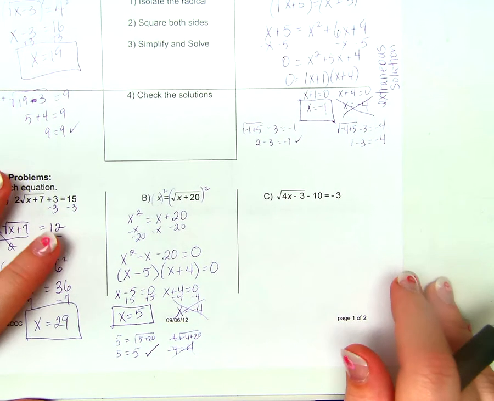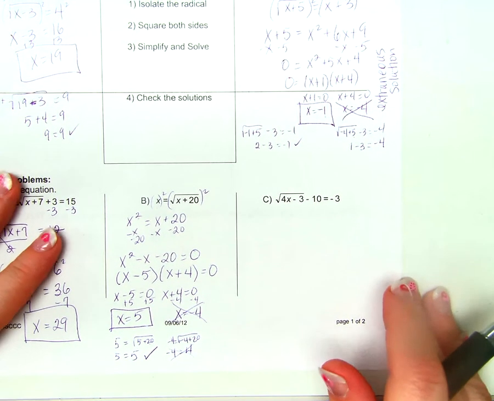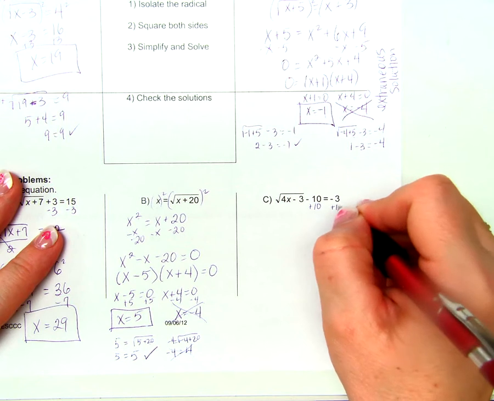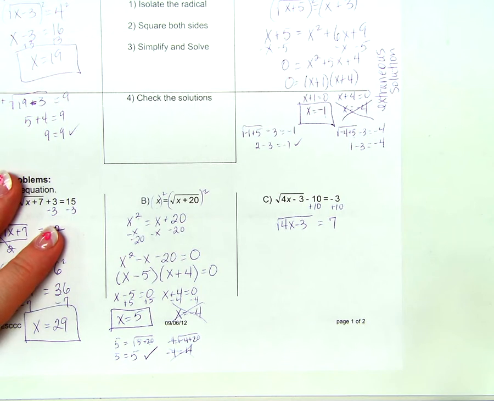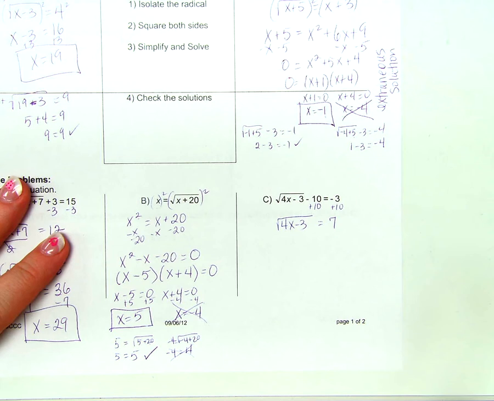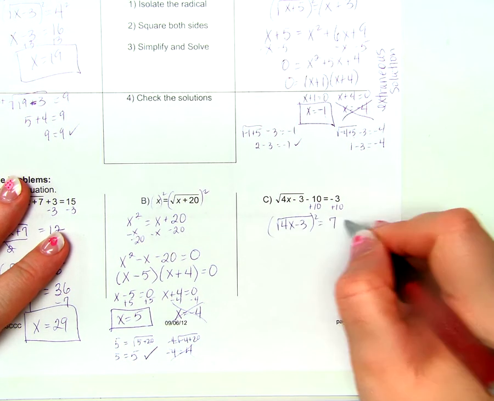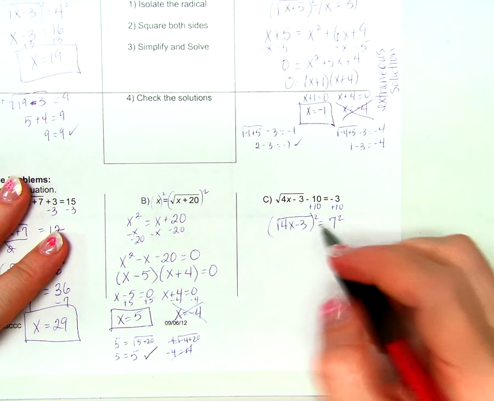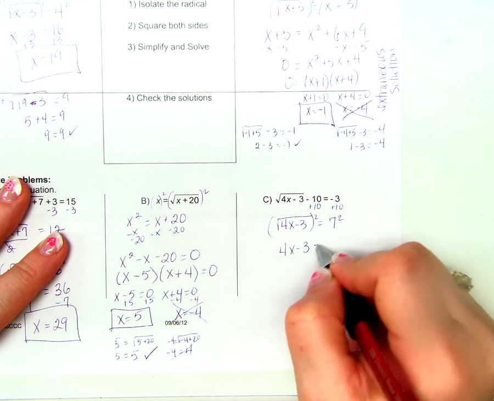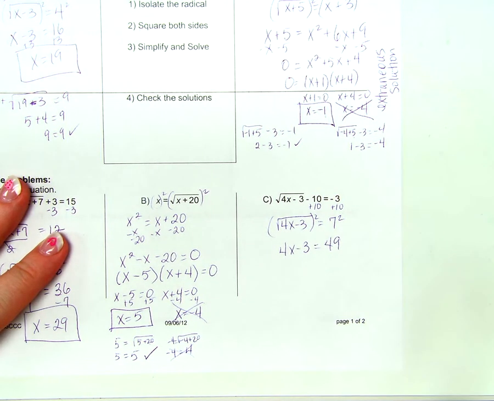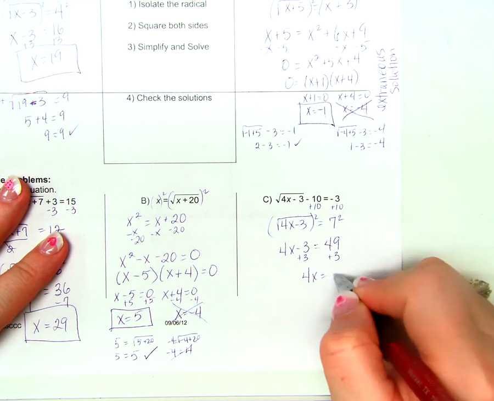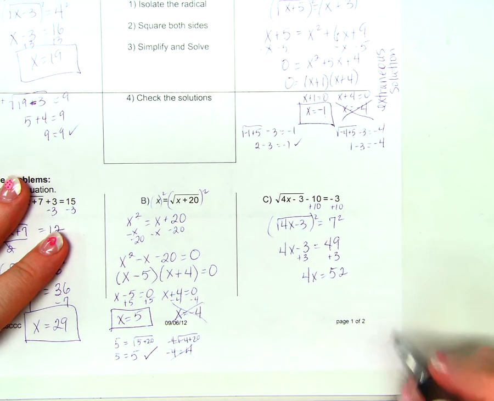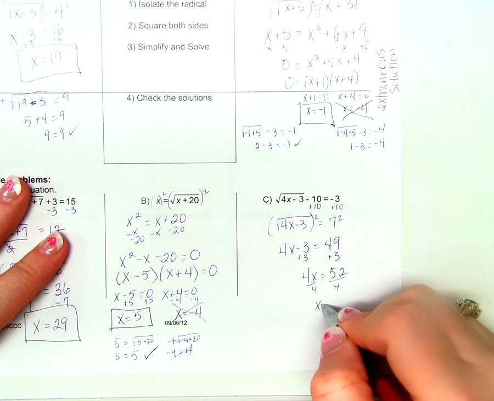Okay. Step number 1. Isolate the radical. Good. So add 10 to both sides. The square root of 4x minus 3 equals 7. Step number 2. Square both sides. Step number 3. Simplify and solve, right? So I add 3 to both sides. 4x equals 52. Divide by 4. X equals 13.